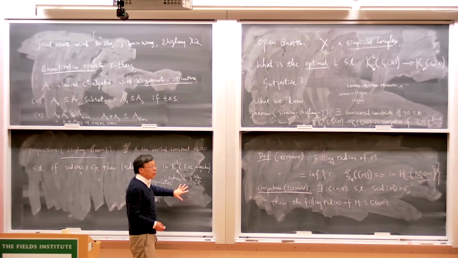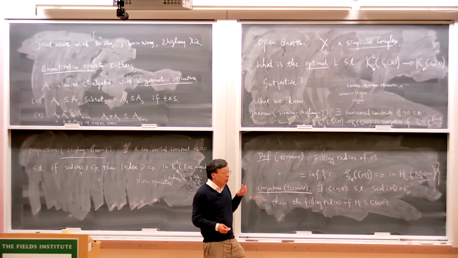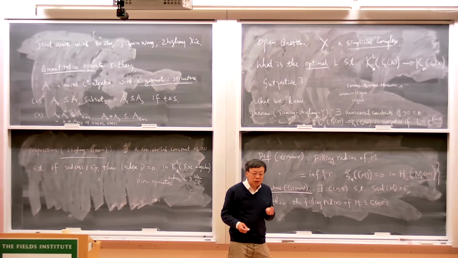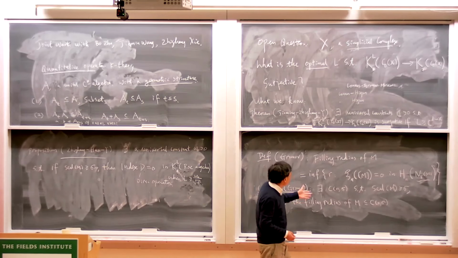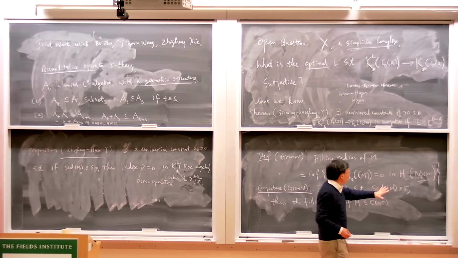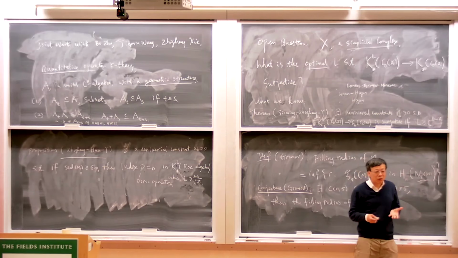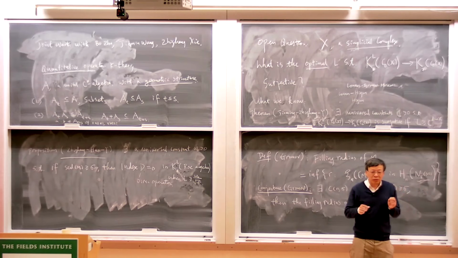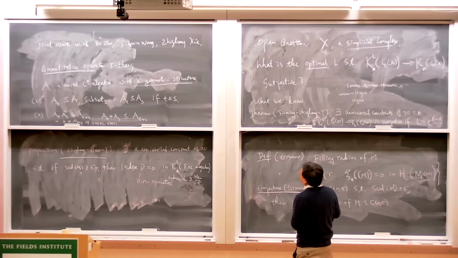Now, how are we going to relate this to the filling radius? We want to find an index formula which contains information about this flattened fundamental class. So that's the strategy. In general, we don't have an answer, but under some reasonable condition, we have an answer. That's what I want to say next.